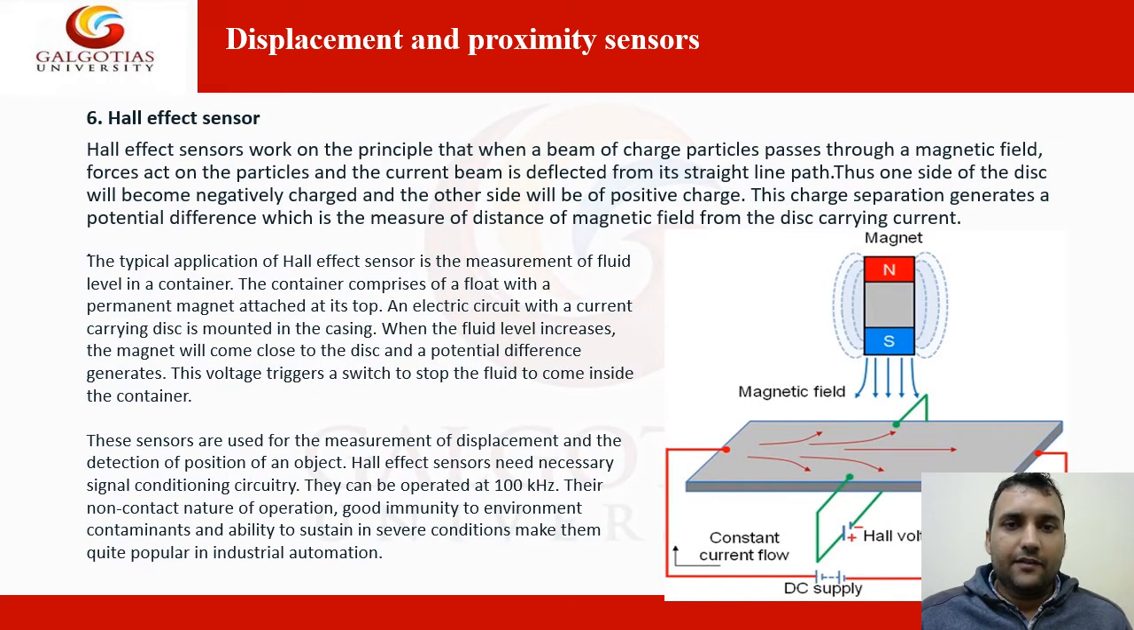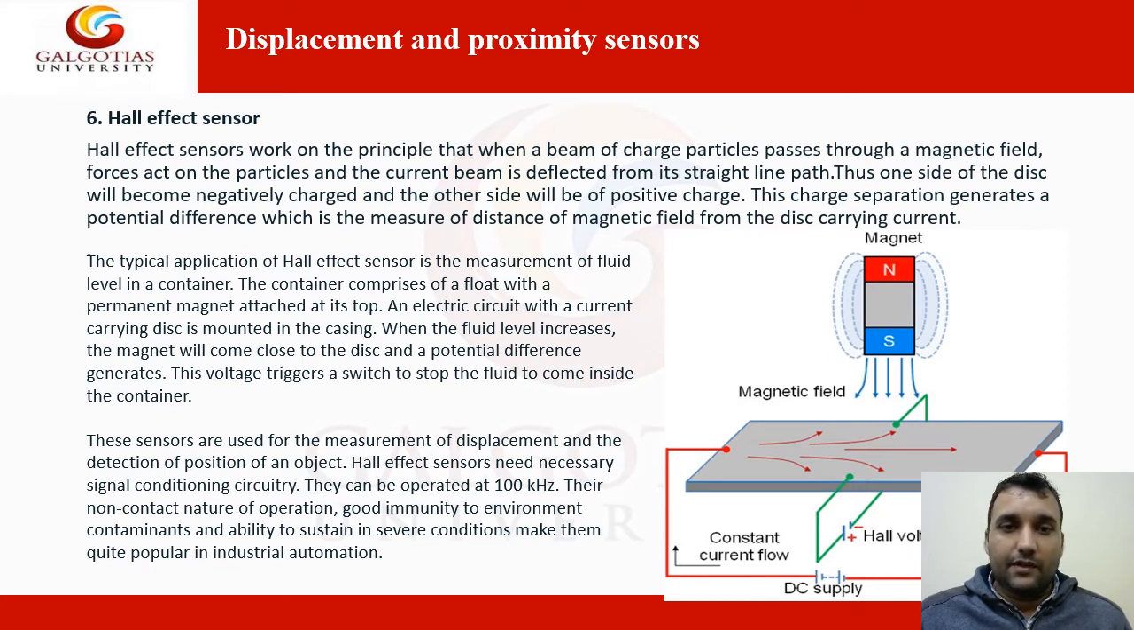The Hall effect sensors work on the principle that when a beam of charged particles passes through a magnetic field, a force acts on the particles and the current beam is deflected from its straight line path. Thus, one side of the disk will become negatively charged, and the other side positively charged.